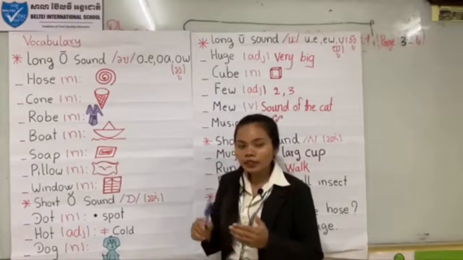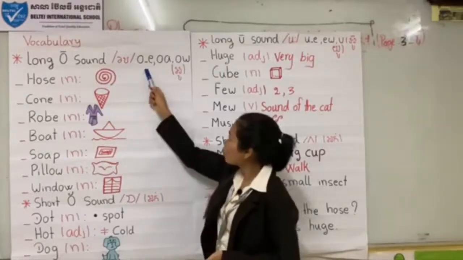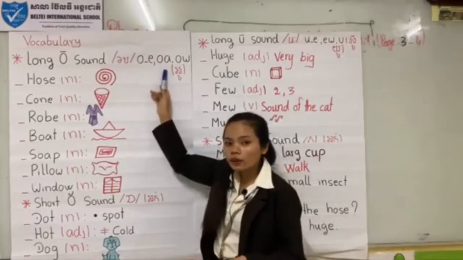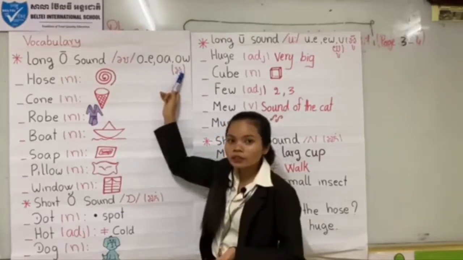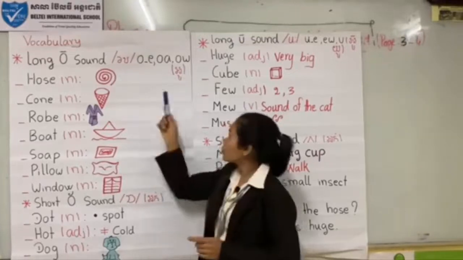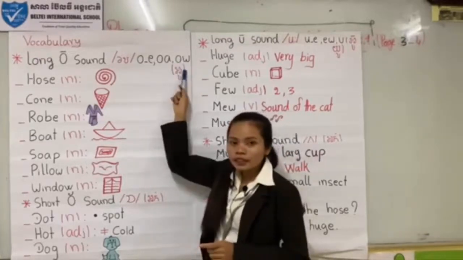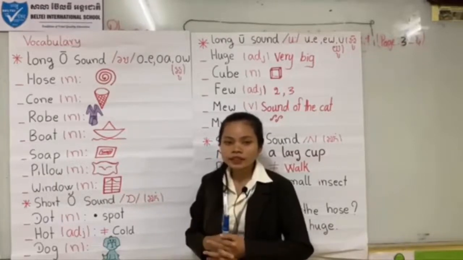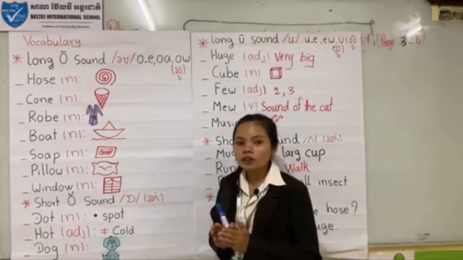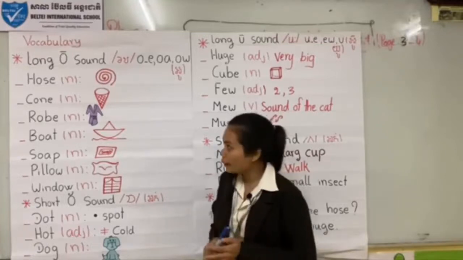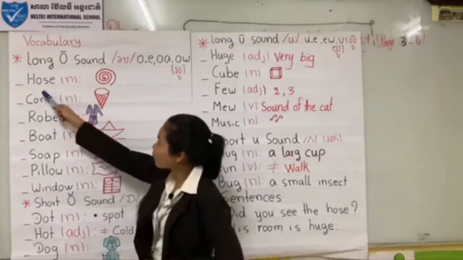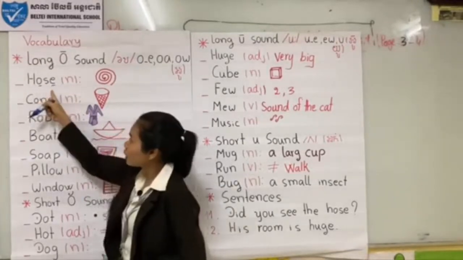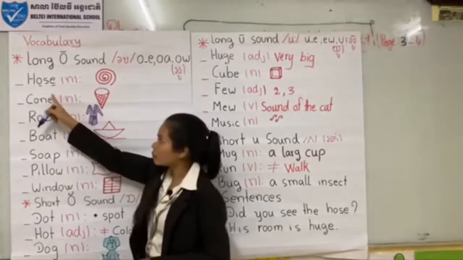Okay. One more time. O silent E sounds O. OA sounds O. And OW sounds O. But for this one, it's only sometimes. Okay. Sometimes it has a different sound. But now we focus on the long O sound first. So here, for example, you see O silent E, O sound, right? So let's spell together.